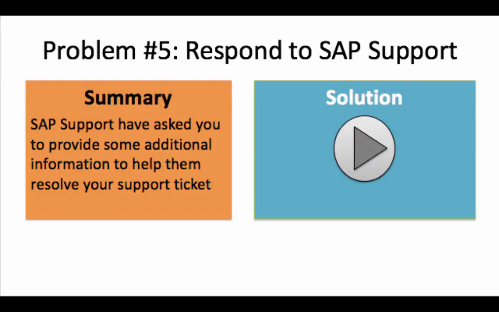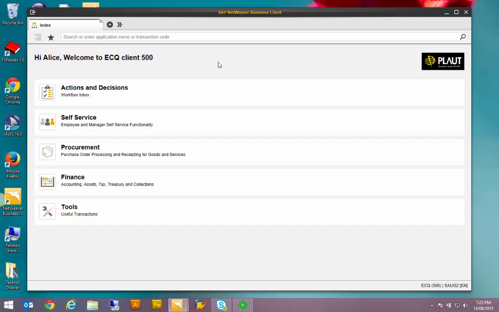So at some point, you no doubt will have to send some additional information to SAP so that they can help you solve a problem that you perhaps have raised with their support team. So the first thing to do is to get the traces from the NWBC client.